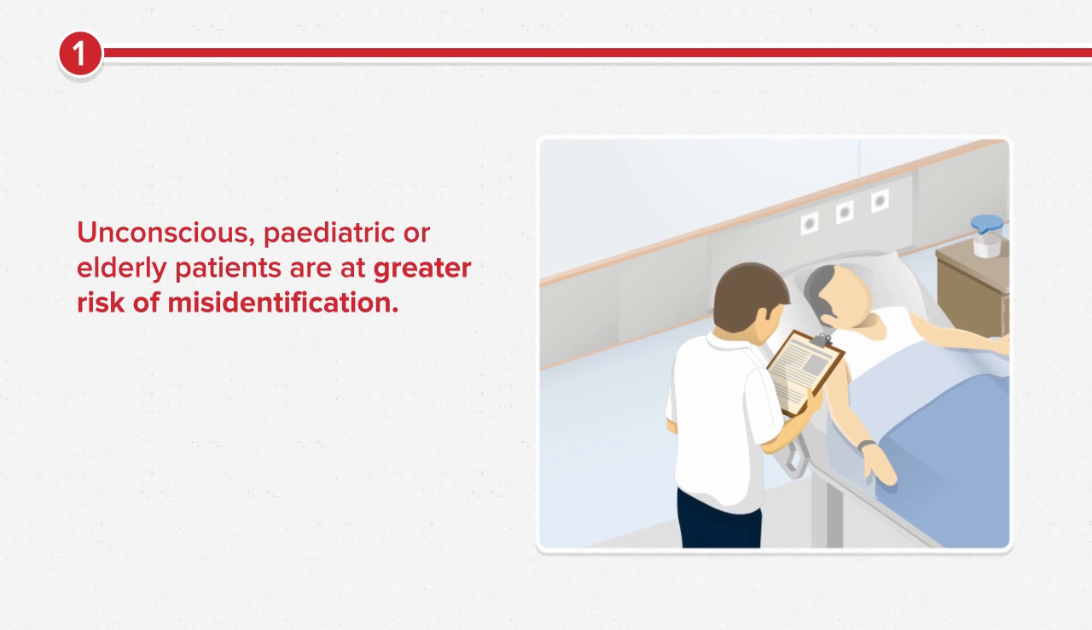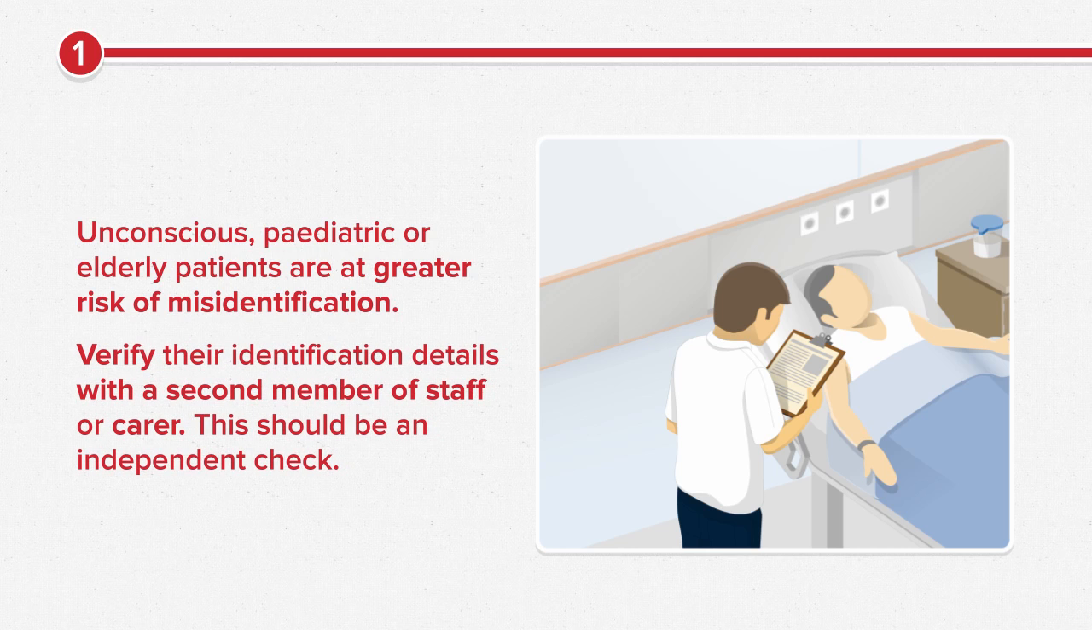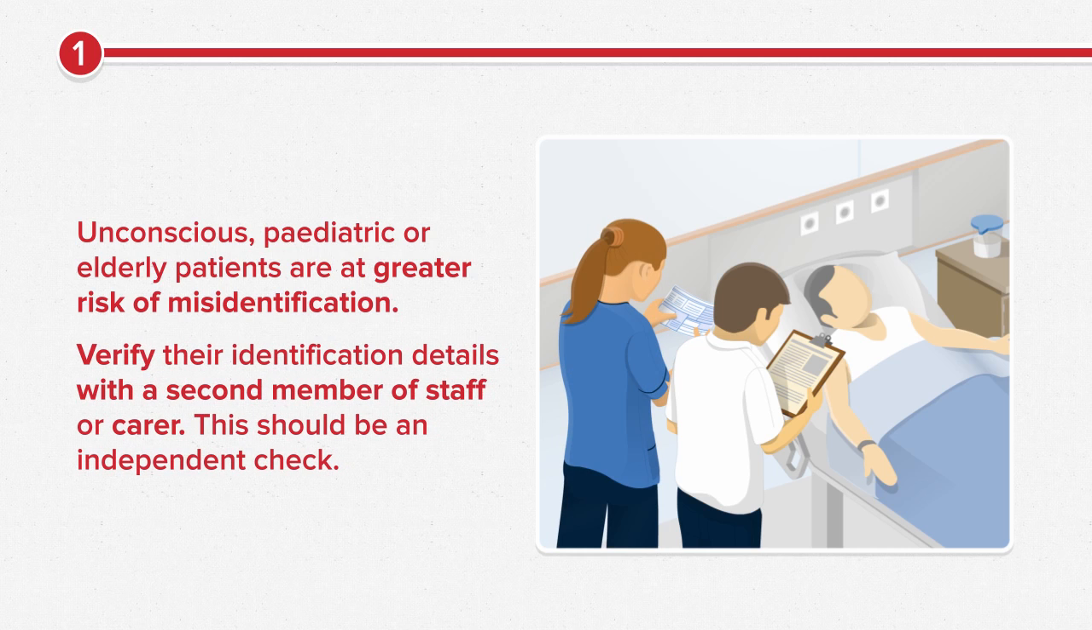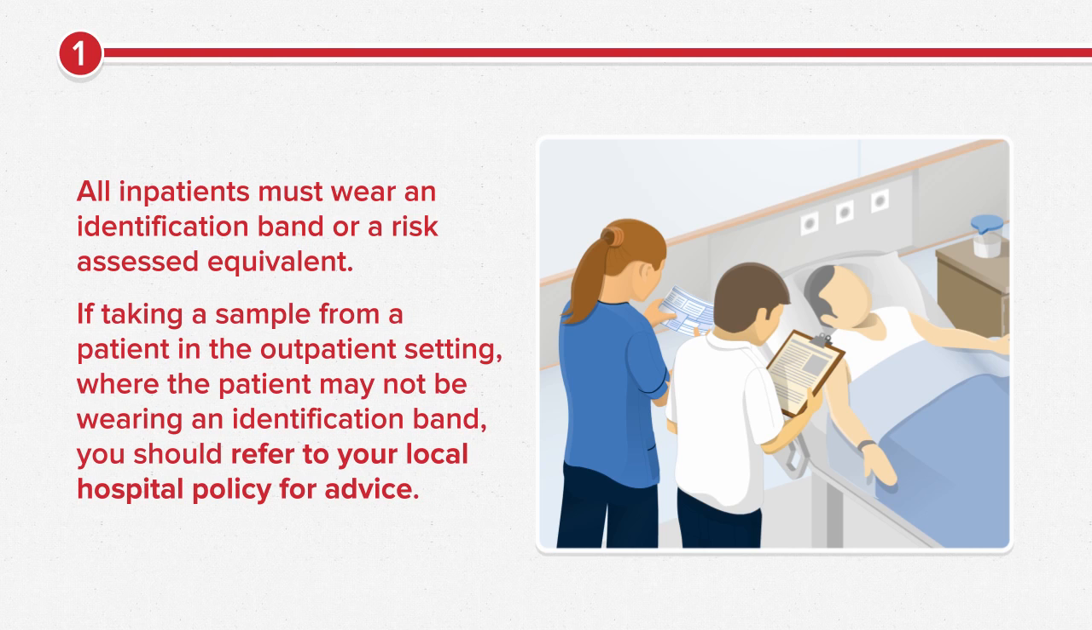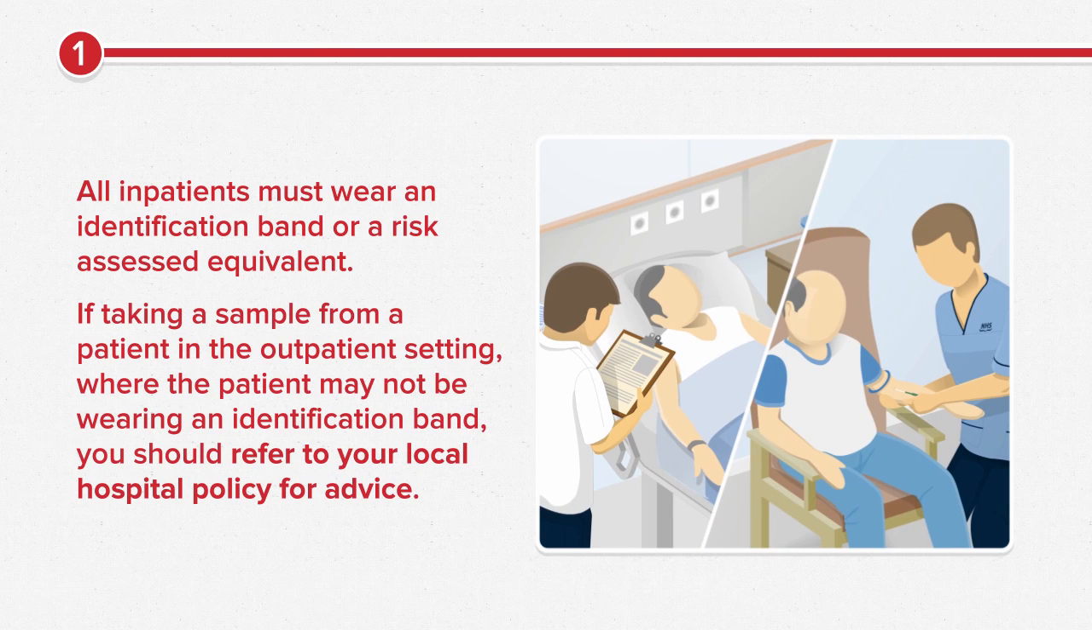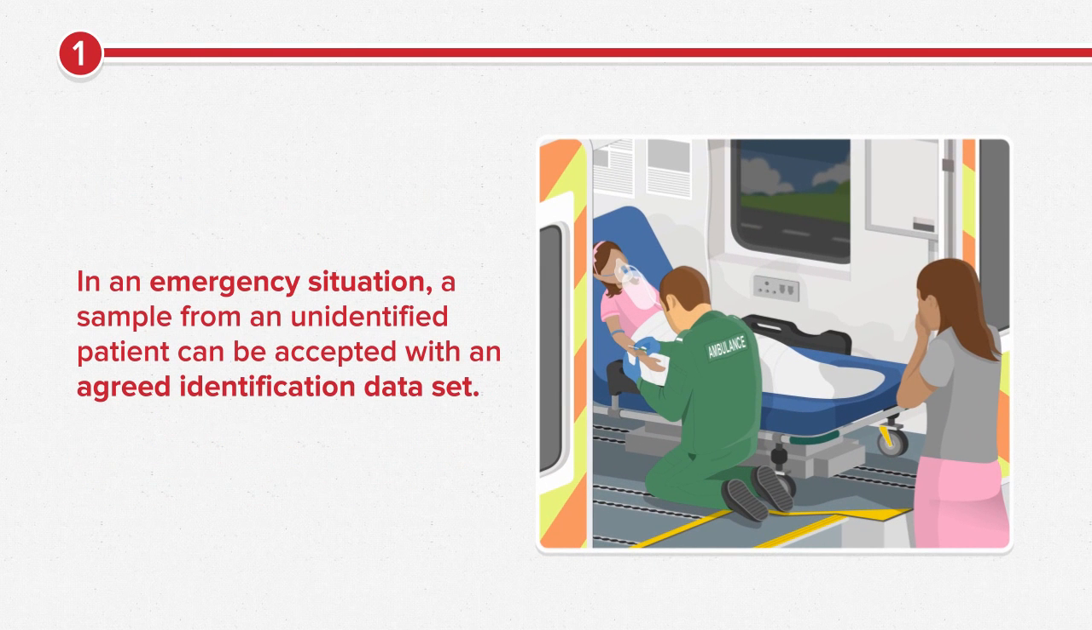Unconscious, paediatric or elderly patients are at greater risk of misidentification. For such patients, it is essential that you verify their identification details with a second member of staff or carer. All inpatients must wear an identification band or a risk-assessed equivalent. If you're taking a sample for pre-transfusion testing from a patient in the outpatient setting, where the patient may not be wearing an identification band, you should refer to your local hospital policy for advice. In an emergency situation, a sample taken from an unidentified patient can be accepted with an agreed identification dataset.